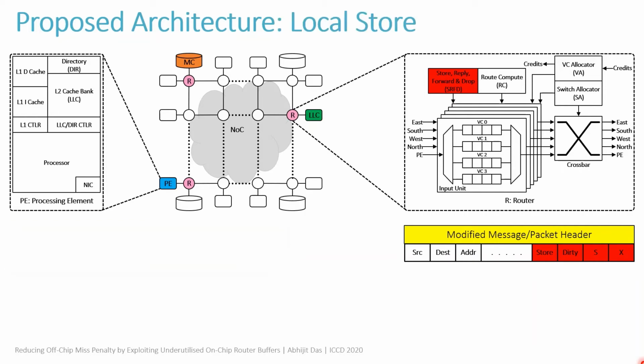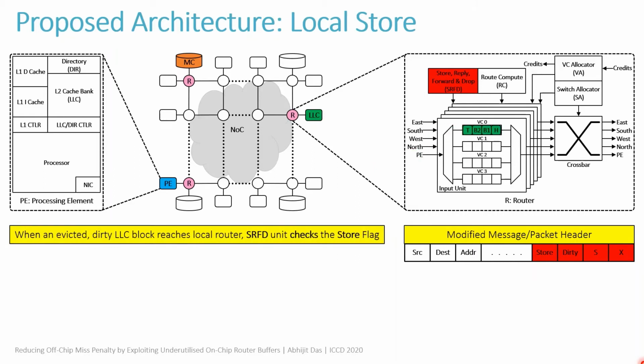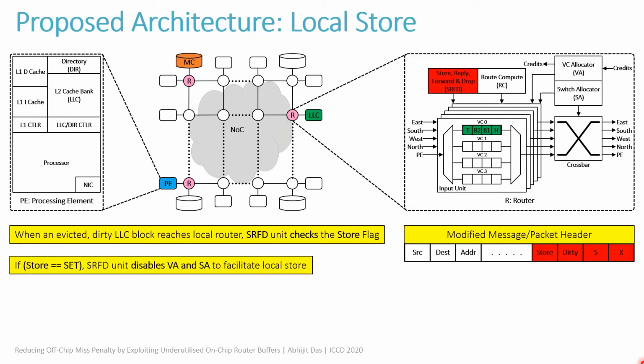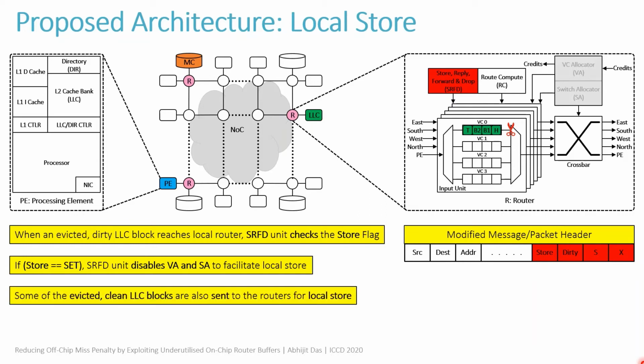For local store, when an evicted LLC block reaches the local router, the SRFD unit checks the store flag. If the store flag is found set, the SRFD unit disables VC and switch arbitration to facilitate local store. It is as if we have logically cut the output path of a VC where the evicted block is stored. This way, we can keep the evicted block stored in the local router for as long as it is not interrupted. Some of the evicted clean LLC blocks are also sent to the routers for local store to improve our chances of local reply.